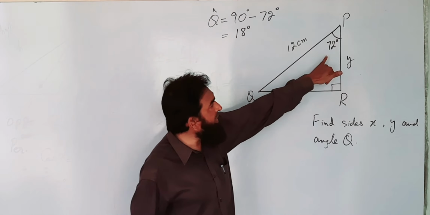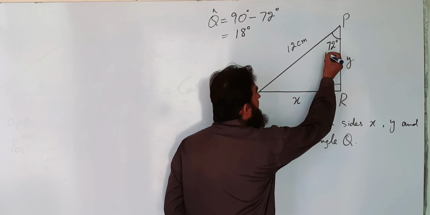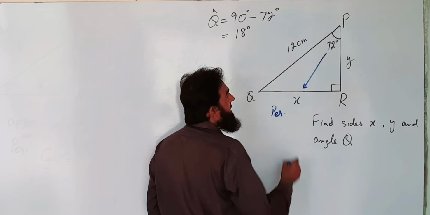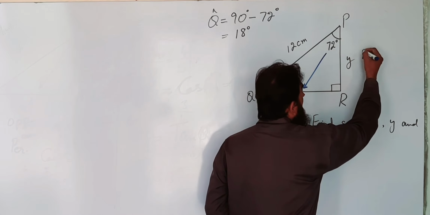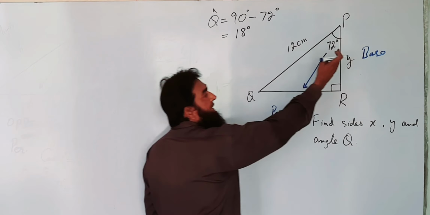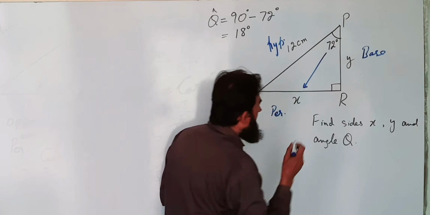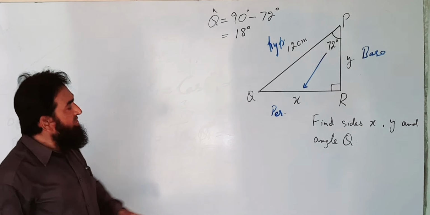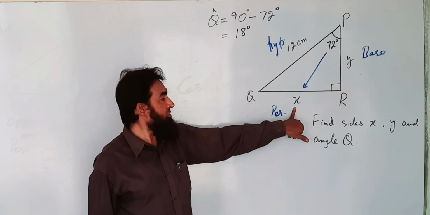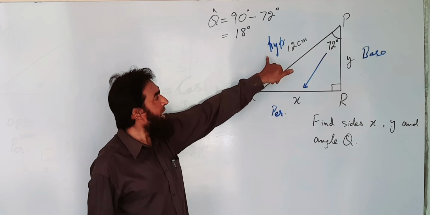Now I am considering angle P. If I am considering angle P, then the side against this angle P will be called the perpendicular. Okay, and this side will be the base side. This is the perpendicular or opposite, and adjacent or base, and this side is called the hypotenuse. Now, as I have to find out side X, first of all I am going to find side X. So side X is the perpendicular and the known side is the hypotenuse.